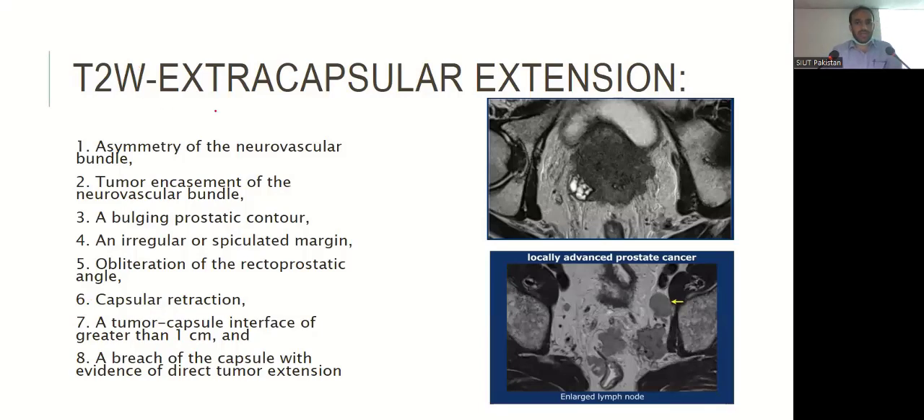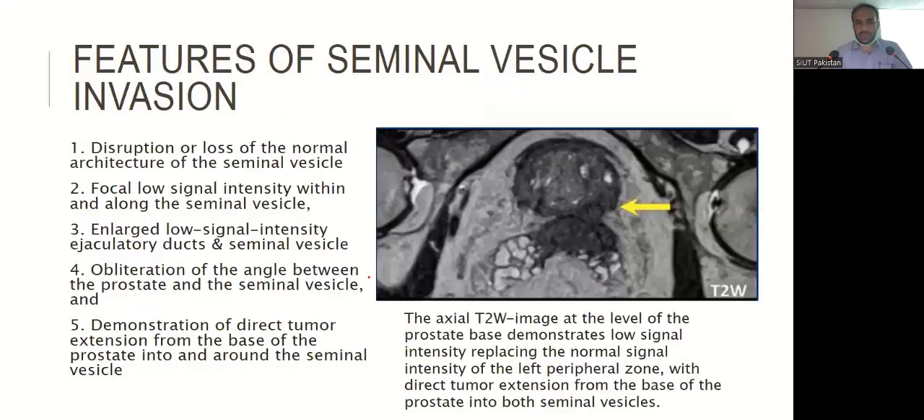So on T2 weighted imaging, extracapsular extension shows asymmetry of the neurovascular bundles, tumor encasement of the neurovascular bundle, a bulging prostatic contour, irregular spiculated margins of the capsule, obliteration of the retroprostatic angle, capsule retraction, a tumor-capsule interface of greater than 1 centimeter, and a breach of the capsule with evidence of direct tumor extension. So these are the features of seminal vesicle invasion.